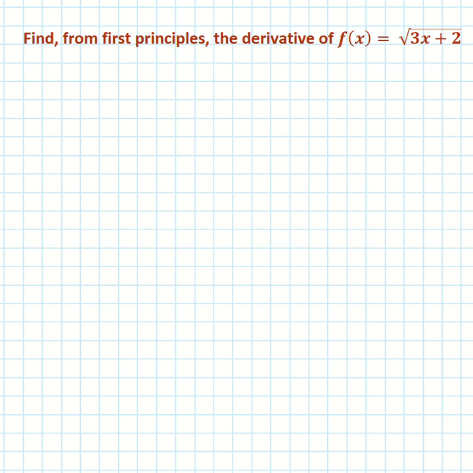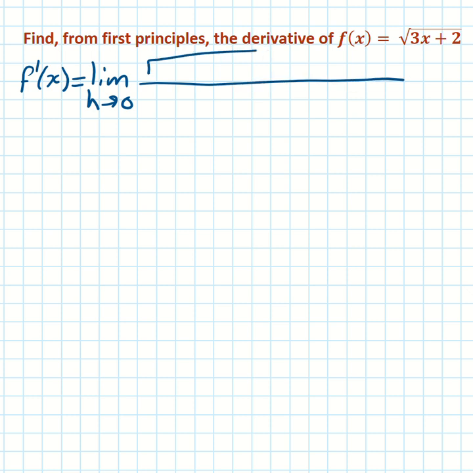Hello again, everyone. So here we're back with another example of finding the derivatives using the first principle. This time we have f of x equals the square root of 3x plus 2. So we start with f dash x equals the limit as h approaches 0 of the square root of 3 times (x plus h) plus 2, minus the square root of 3x plus 2, over h.